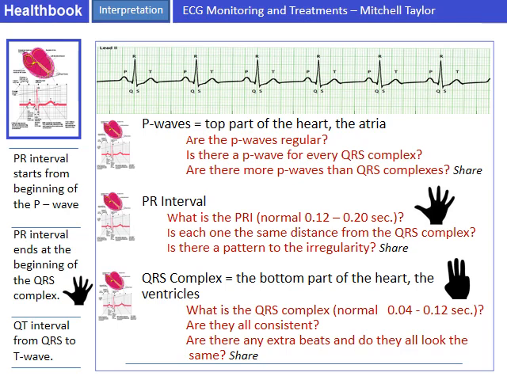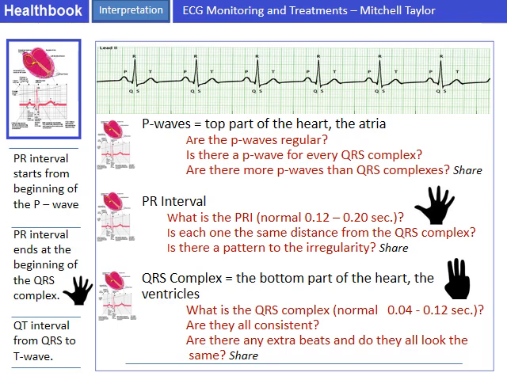That would be up to the individual practitioner to say how close it is. Some people would call that 2 boxes. Some people would say that's 2.5 boxes. So if we called a review, it would be normal sinus rhythm, NSR 60, PRI is 0.18, QRS 0.10.